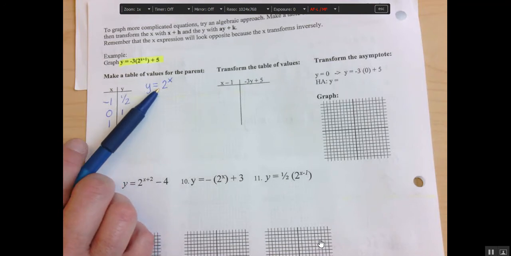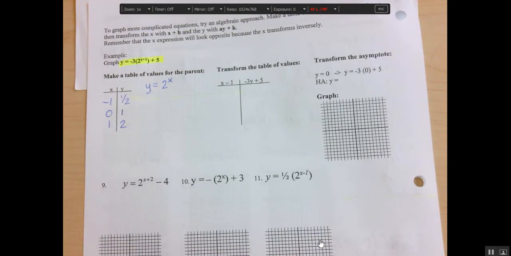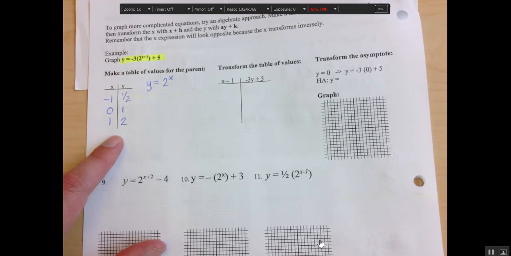2 is not the base of every exponential function. We've been dealing with it a lot today just for simplicity's sake, but your base could be 3 or 5 or 10. It could be e, which is super fun. All right, so this is our parent function.